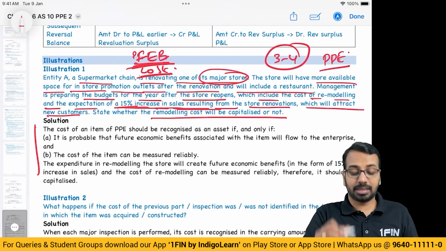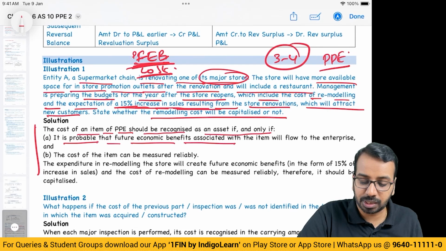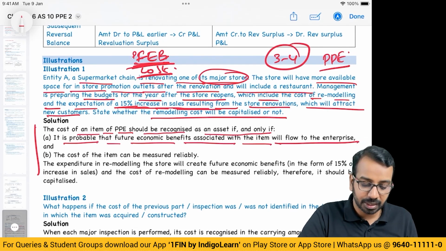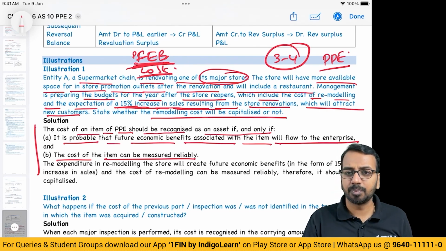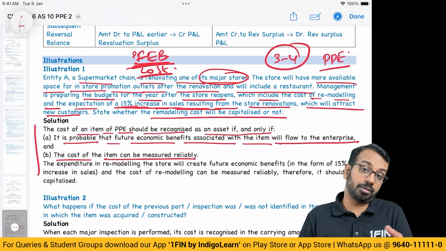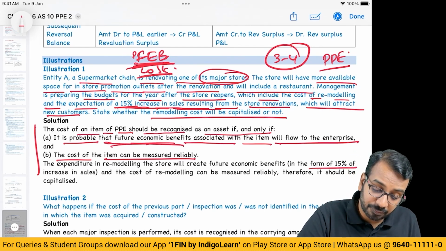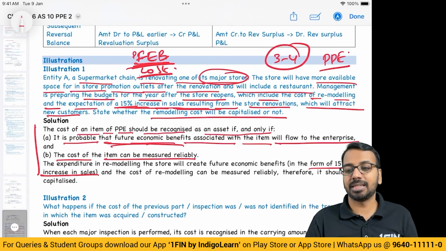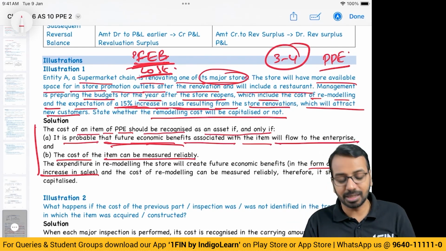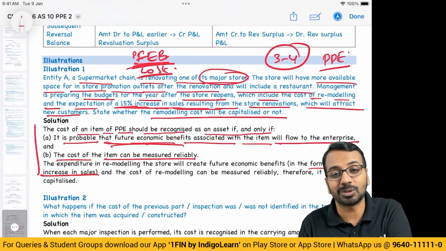As per Accounting Standard 16, the cost of an item of PPE should be recognized if it is probable that future economic benefits associated with the item will flow to the enterprise and the cost of the item can be measured reliably. Of course, when you are carrying out renovation expenditure, can we measure the cost of renovation? Yes, we can measure. Will we get future economic benefits? Here it says there is a 15% increase in sales. Now, as per the case, there is a 15% increase in sales, and if there is a 15% increase in sales, definitely there is a future economic benefit. Hence, the cost of the item has to be capitalized.